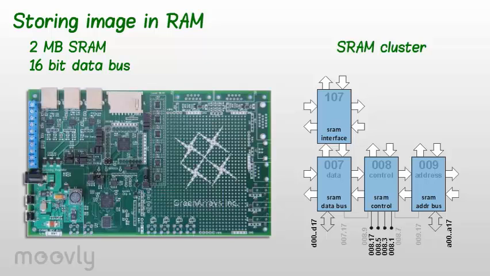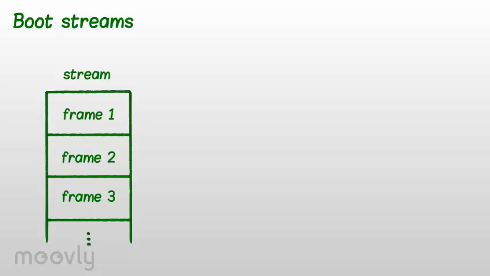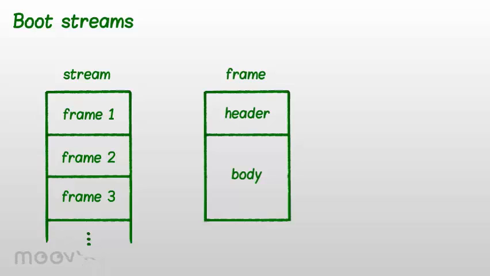In order to show how this is done, let's review briefly the concept of bootstreams. A bootstream is a sequence of 18-bit words, code and data sent to special nodes called boot nodes. These nodes can read and process boot streams. A boot stream is composed of one or more boot frames. Each frame starts with a header and optionally may have a body.